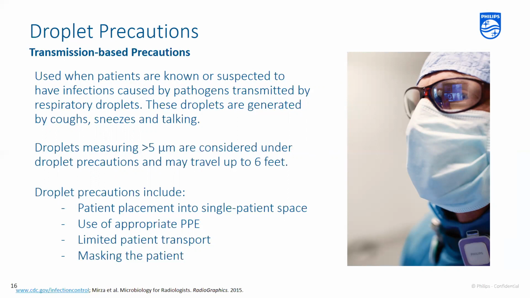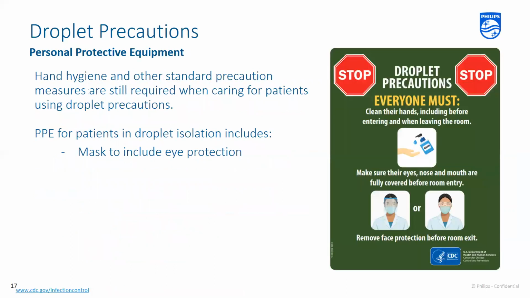Droplet precautions include placing the patient into a single patient space like a private room, using appropriate PPE, limiting patient transport through the healthcare facility, and placing a mask on the patient. Again, hand hygiene and other standard precautions are still required when interacting with patients in droplet isolation. Additional PPE includes a procedural mask and eye protection.